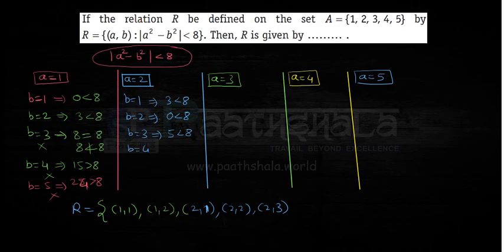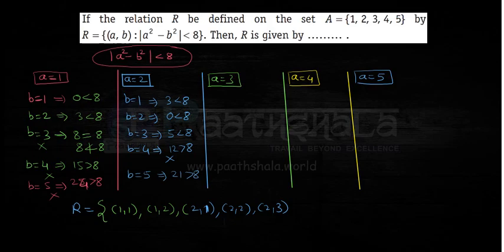For b equals 4, we can see 2 squared is 4 and 4 squared is 16. So 4 minus 16 is minus 12, whose absolute value is 12, which is greater than 8, which is not less than 8. Hence (2, 4) is not a valid pair. Let's check for the last element, that is b equals 5. 2 squared is 4 and 5 squared is 25. So 4 minus 25 is minus 21. The absolute value is 21. So 21 is greater than 8, not less than 8. Hence this (2, 5) is not a valid pair.